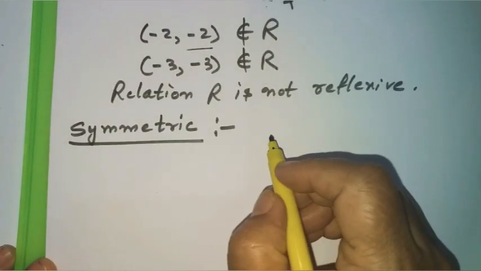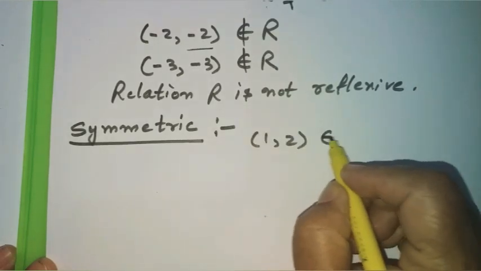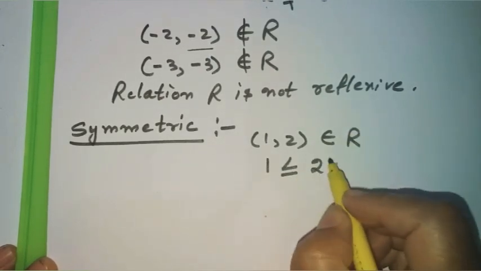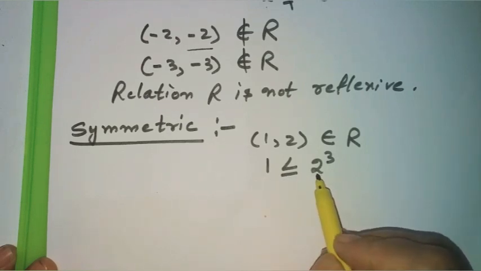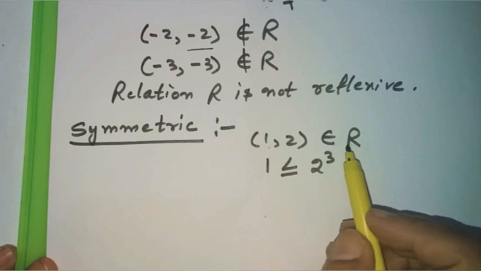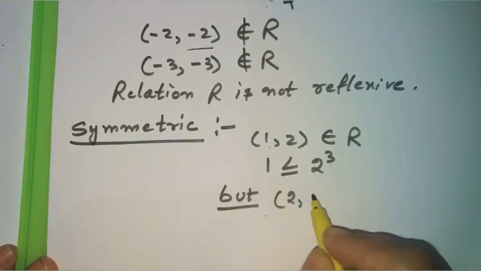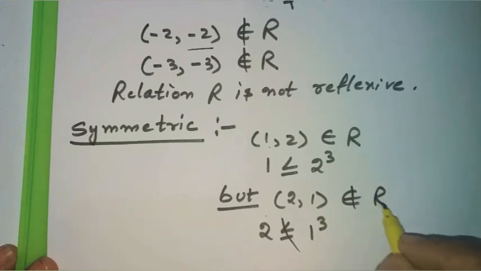Now for symmetric, let us take one ordered pair (1, 2), and it belongs to R. Why? Because we know that 1 is less than or equal to 2 cube. It is a true statement: 1 is less than or equal to 8, and therefore (1, 2) belongs to R. But please check whether its reverse ordered pair (2, 1) belongs to R. (2, 1) will belong to R if 2 is less than or equal to 1 cube. Is it so? No, it is not so, and therefore (2, 1) does not belong to R.